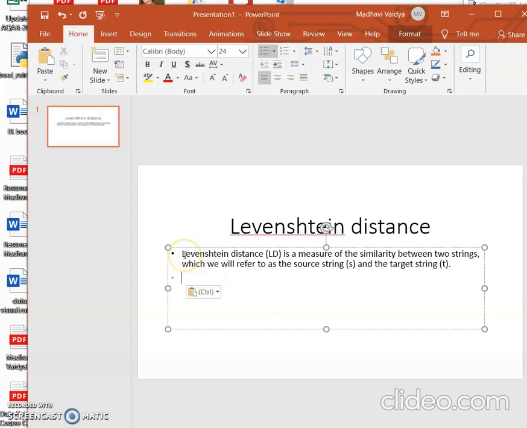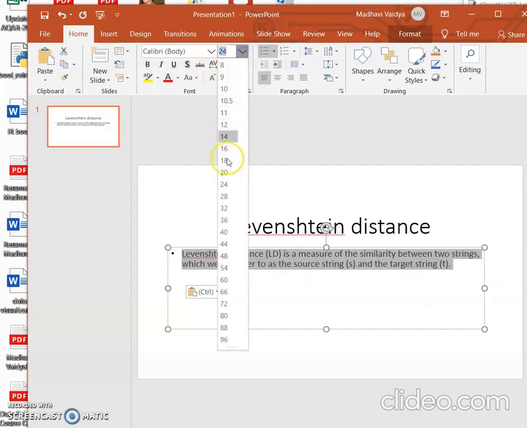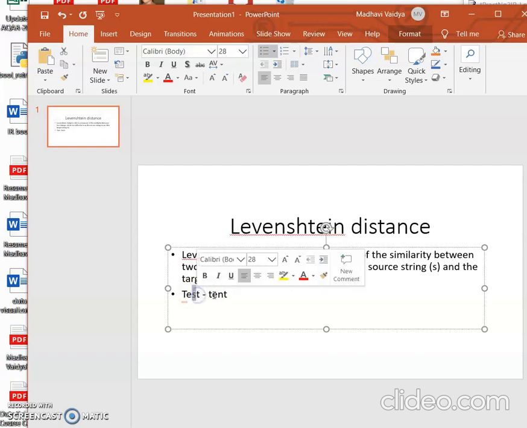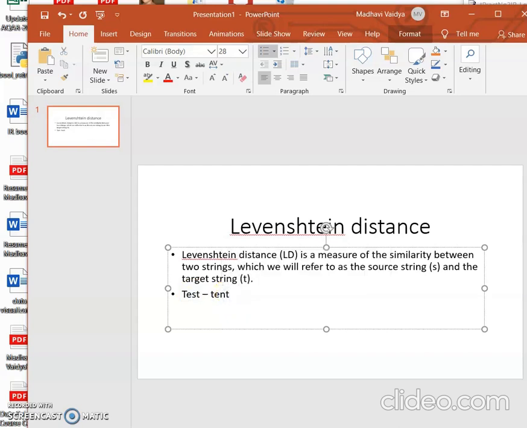So this Levenshtein distance is, say, between two strings, and we are going to find out the difference, or the edit distance, between the two strings. If there are two strings, say test and tent, then what is the difference between the two? TE and TE are same, but there is a bit of difference in the third character. You can see the difference in both the strings. So by one letter there is a difference, the edit distance between the two strings, we can say.